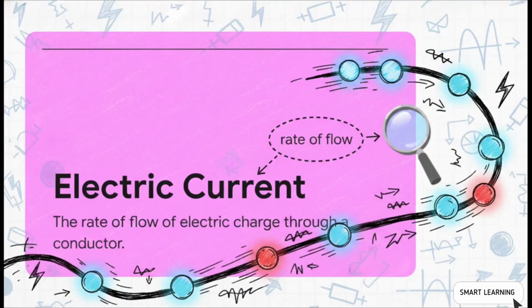So what actually is electric current? By definition, it's the rate of flow of electric charge through a conductor. Now, the absolute key phrase here is rate of flow. It's not just that the charge is sitting there, right? It's about exactly how fast it's rushing through the wire. And we represent this flow with the symbol I.